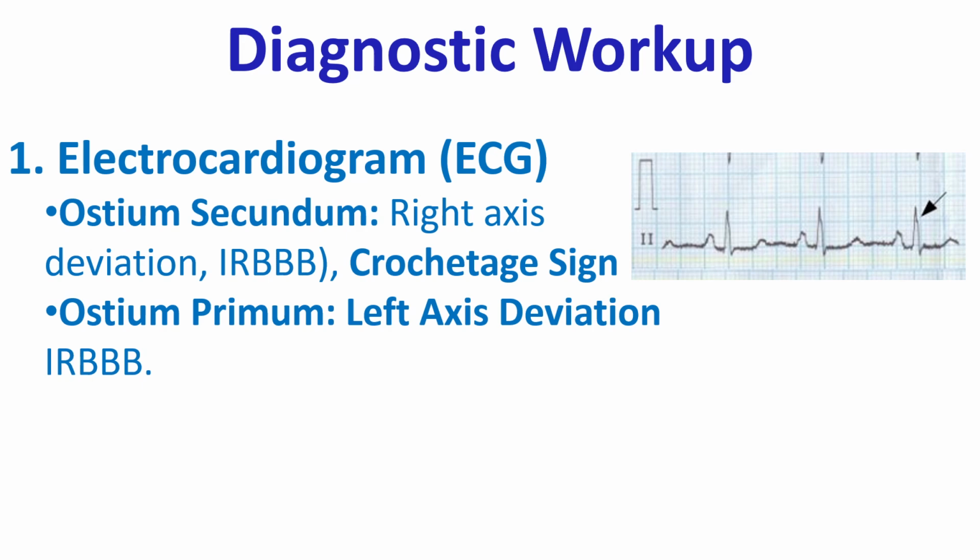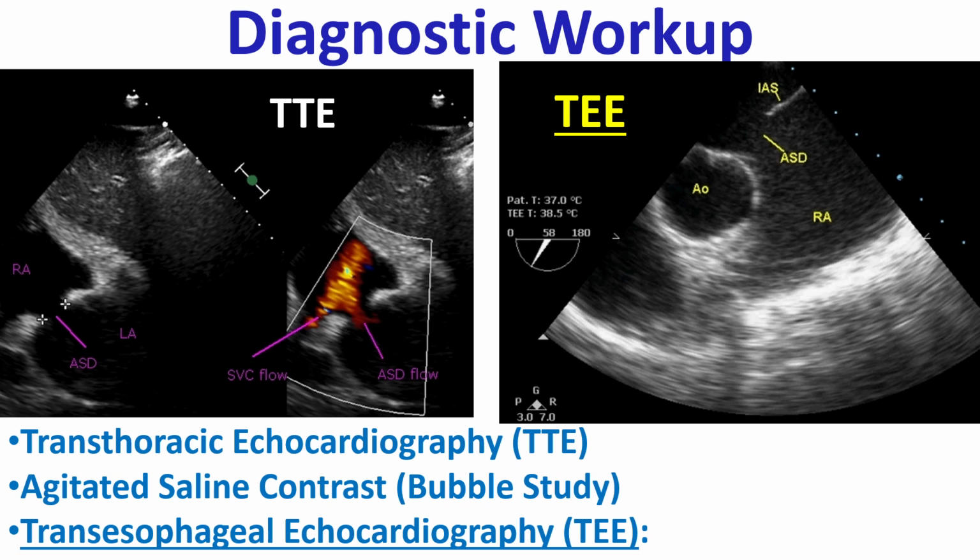alongside an RBBB pattern. Echocardiography is the diagnostic gold standard. Transthoracic echocardiography evaluates right ventricular enlargement, paradoxical septal motion, and estimates pulmonary artery systolic pressure. Color Doppler visualizes the transatrial flow. Agitated saline contrast, that is the bubble study, evaluates right to left or transient bidirectional shunt, with bubbles appearing in the left atrium within 1 to 3 beats.